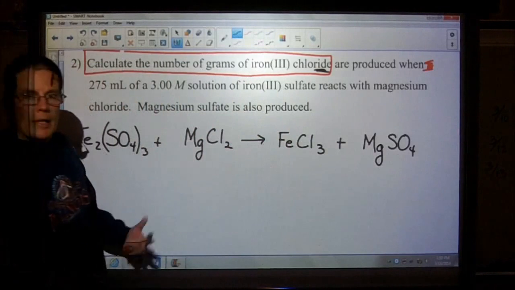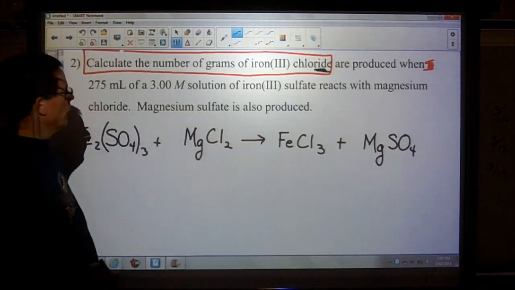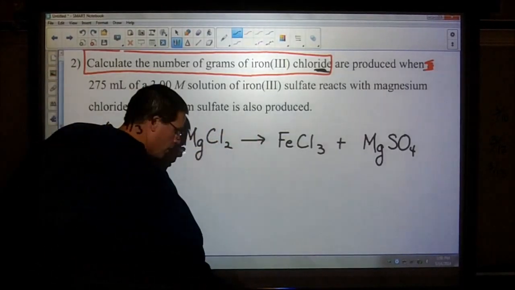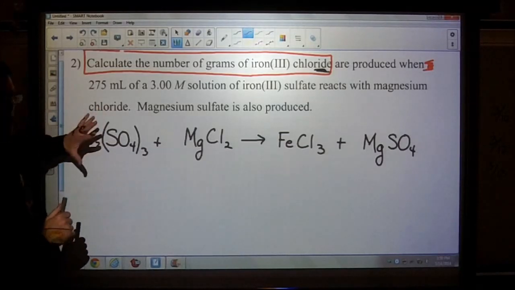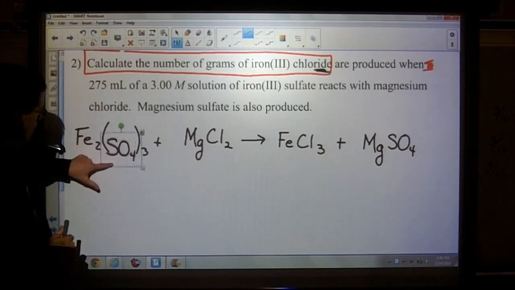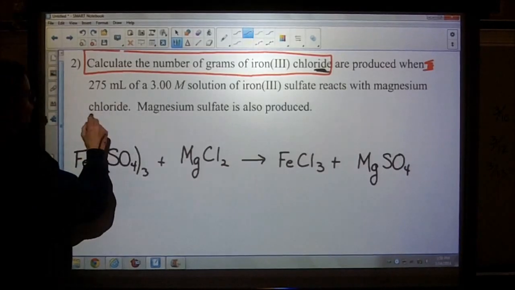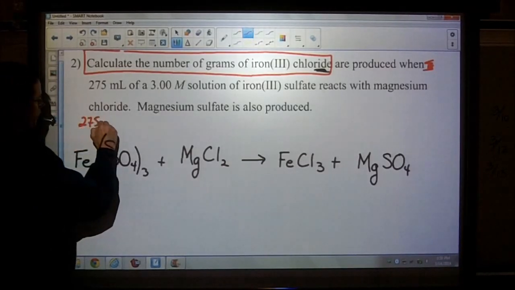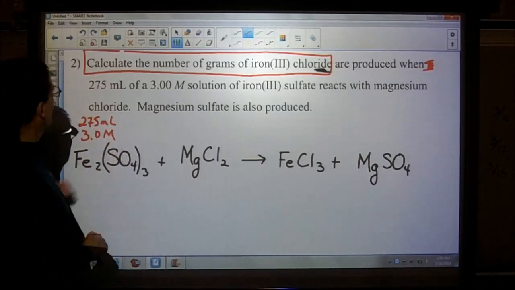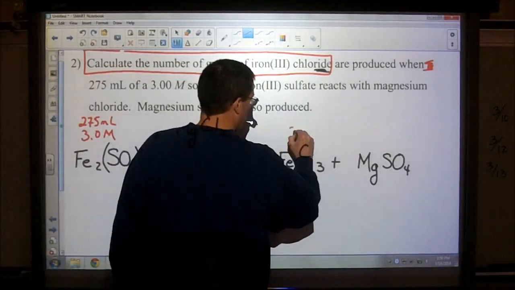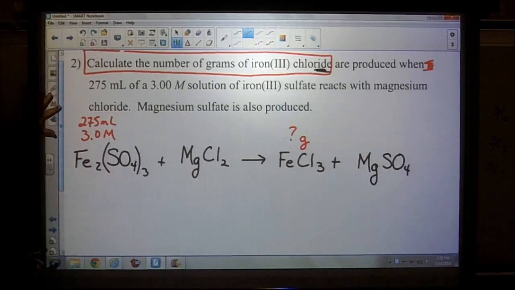Okay. Now, what I didn't do on the last one, and I feel bad about it, I didn't write the information that we knew about these things. So let's go ahead and write that. So we have 275 milliliters of a 3 molar solution. Actually, let me move all this down. So I'm going to fast forward here. All right, so let's write what we know. We have 275 milliliters of a 3 molar solution. And the question wants to know, calculate the number of grams of our iron 3 chloride. Okay, I apologize for not doing that at first.